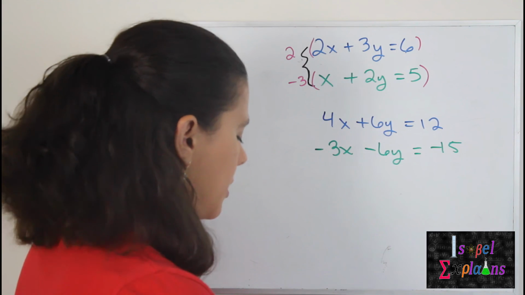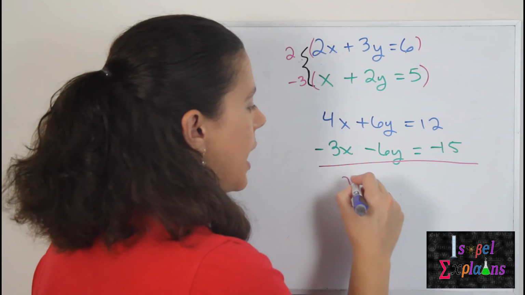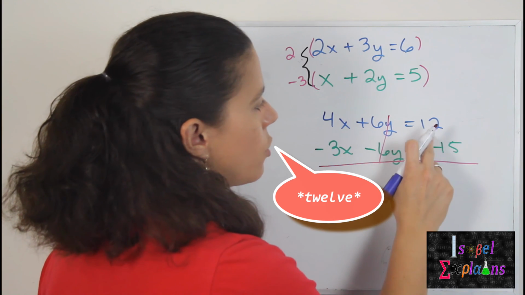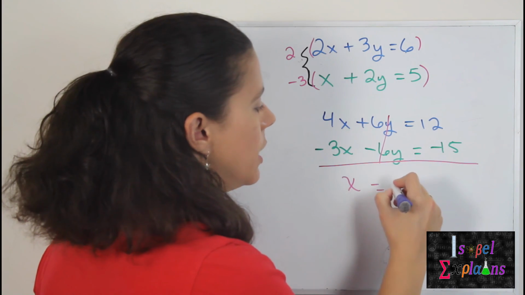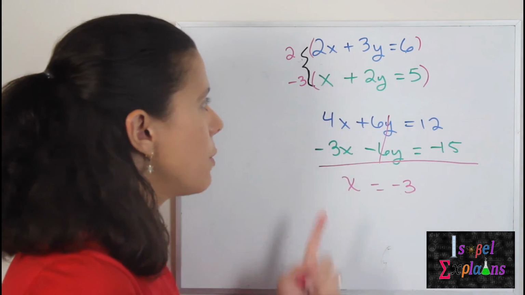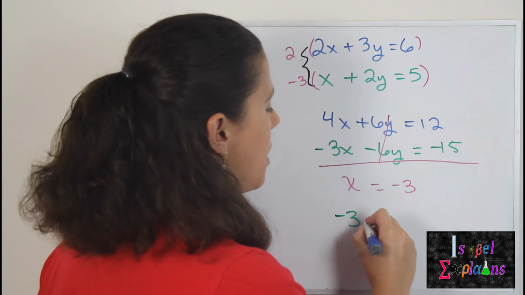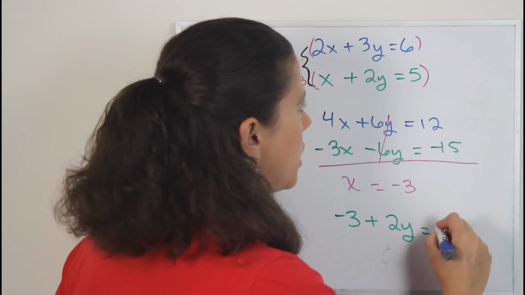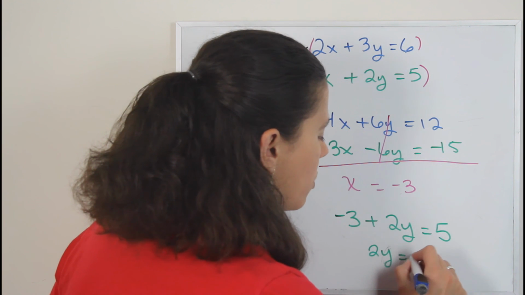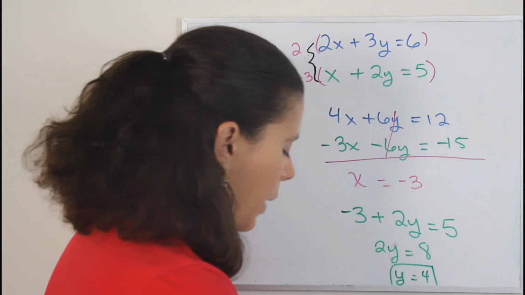So when that happens, I have 4x minus 3x, which is just x, and then 6y minus 6y, which is 0, and then 12 minus 15 is going to be equal to -3. So x is just going to be equal to -3. I go ahead and substitute the x back into any of the equations. I'm just going to do it over here. So -3 plus 2y is going to be equal to 5. And add 3 on both sides. 2y is going to be equal to 8. And y is equal to 4 when I divide both sides by 2.